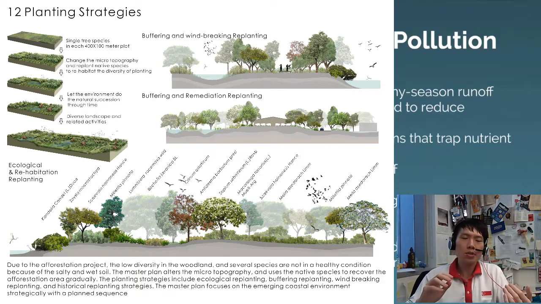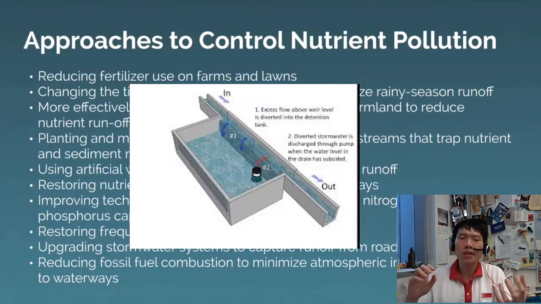Now, another method is to use artificial wetlands to filter stormwater and farm runoff here. Which means, what are these artificial wetlands? So we can build dikes to channel and collect water.